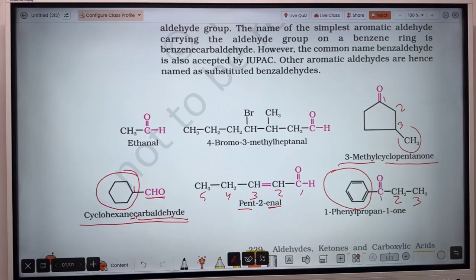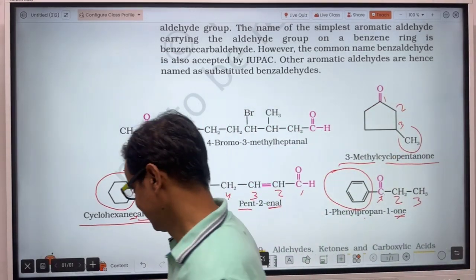That's why the cyclic group will be considered as a substituent, and the name of the substituent benzene is phenyl, and its position is first. So that's why it is written 1-phenylpropan-1-one, because the ketonic group is at first position. That's why written propan-1-one. Okay guys.